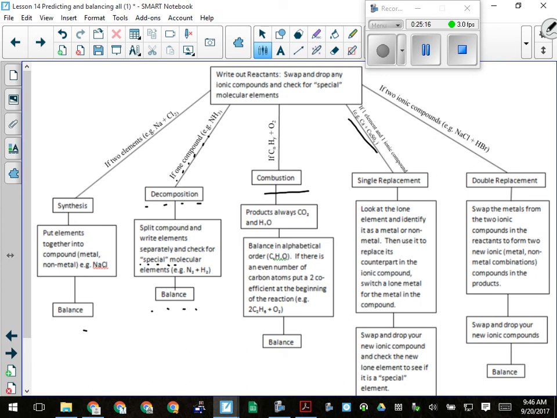And then if we have two ionic compounds, it's double replacement. We swap the metals and we form our two new ionic compounds. We drop and swap them on the other side and then balance.